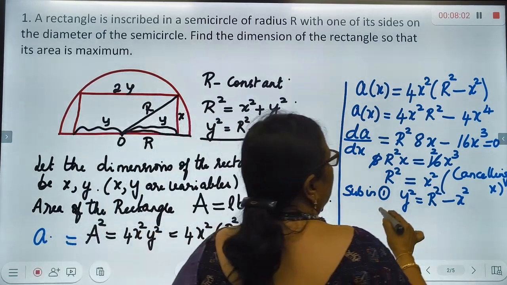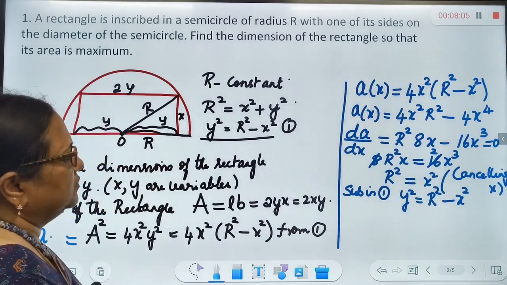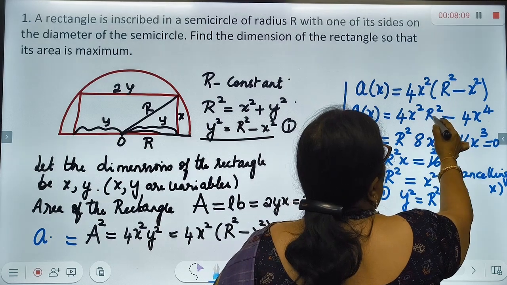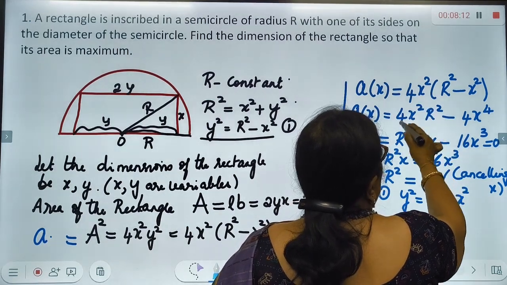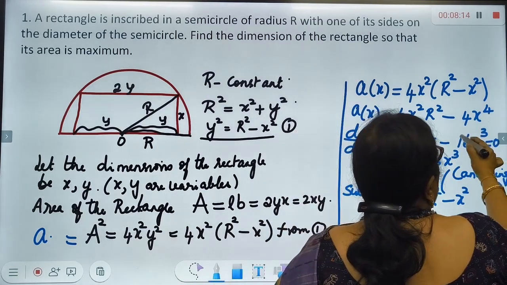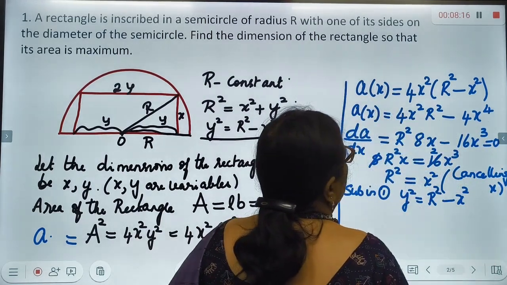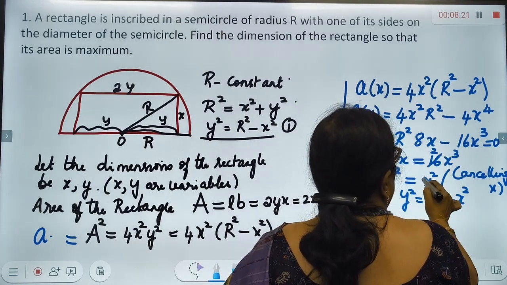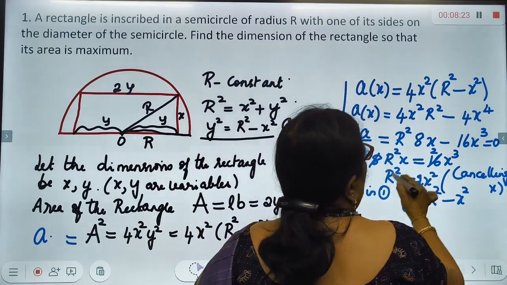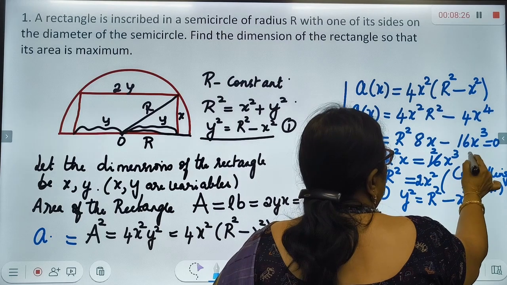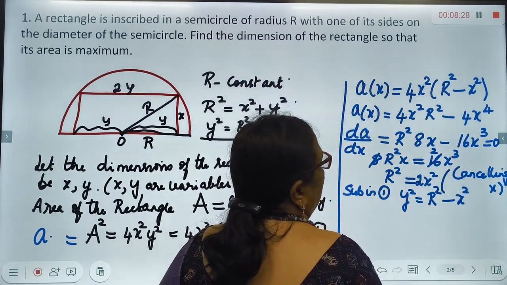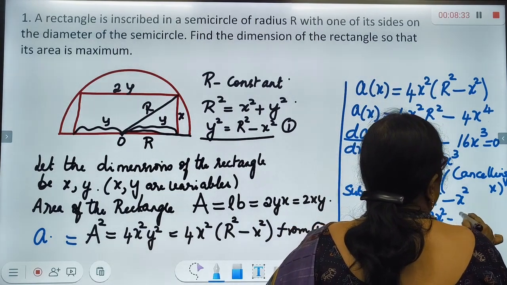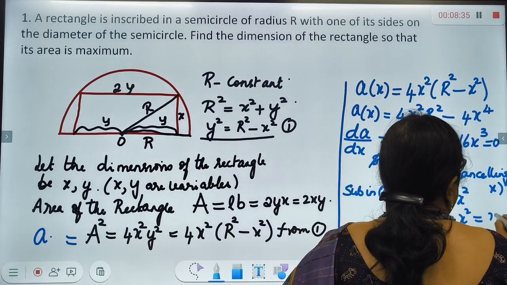Right? But R square is x square. I made some. This is 4x square R square. So, 4x square, if I differentiate, I get 8x. This is 16x cube. So, cancelling, 8 goes in, sorry, 2x, there's a 2 here. Okay, R square x is 2x cube. Cancelling off one x, R square is 2x square. So, 2x square minus x square gives me x square.